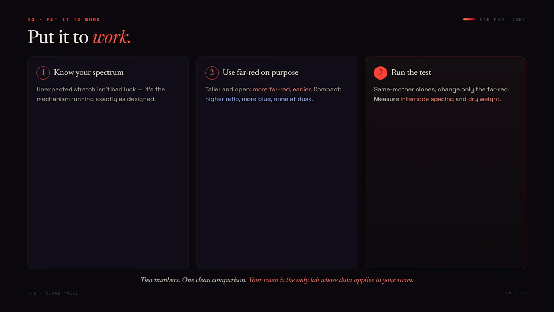Here's how I'd actually put all of this to work. First, know your spectrum. If your light carries meaningful far red and you're seeing stretch you didn't ask for, that's not bad luck. That's the mechanism we just described, running exactly as designed. Second, use far red on purpose. Want a taller, more open plant? A little more far red earlier in the day? Want compact and dense? Higher red to far red ratio, more blue, and no far red near lights out.